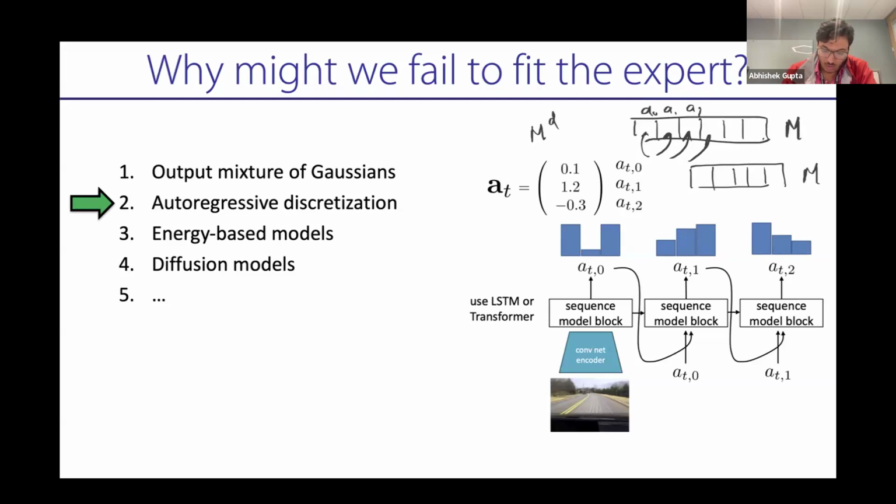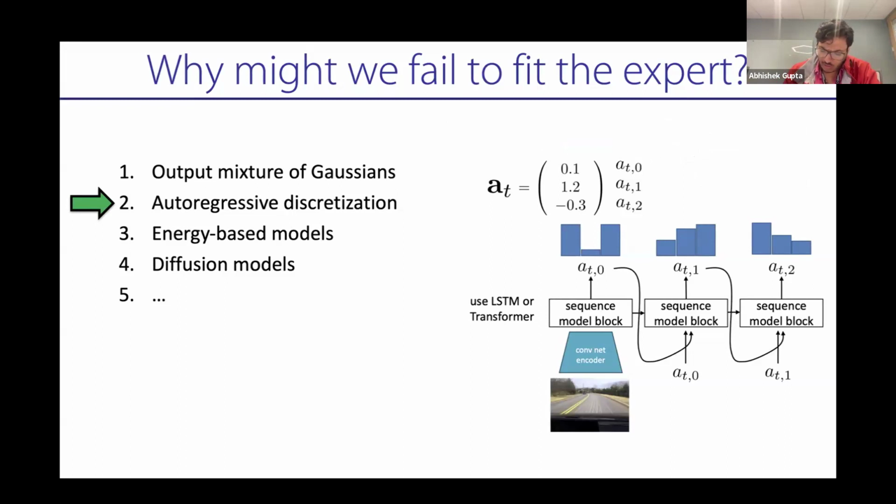And so what the autoregressive discretization model does is it tries to convert this M to the D problem into a linear problem, an M times D problem, right? And that's what makes it really cool: it allows you to use categoricals, but it does it in a way that doesn't scale exponentially.